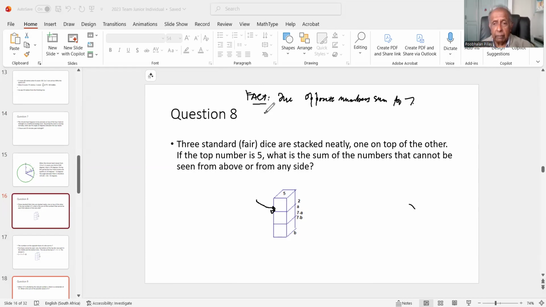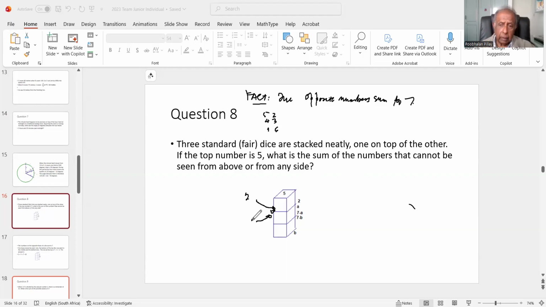So the 5 and the 2 are opposite each other, and 4 and 3 are opposite each other. And the 1 and the 6 are opposite each other. That takes care of the 6 numbers. Okay, so it means that the first number you can't see is 2.